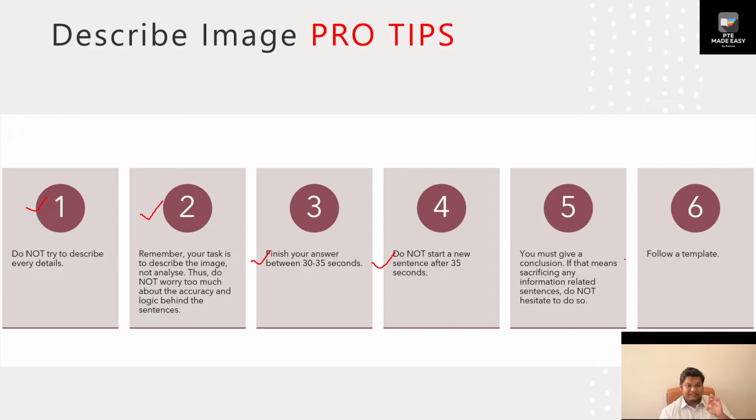In order to maintain proper fluency, make sure you follow a template. There are lots of templates in the market. Follow any one of them. If someone says only my template works, the other one doesn't work, that's not right. Every single template works.